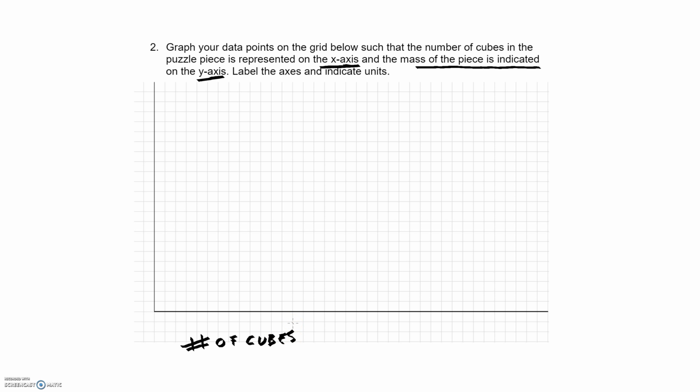And over here on the side, this is going to be the, what is it? Mass. Mass in grams. Okay. And then on this, we're just going to space this out a little bit. So here's 1 cube, 2 cubes, 3, 4, 5, and we max out at 6.